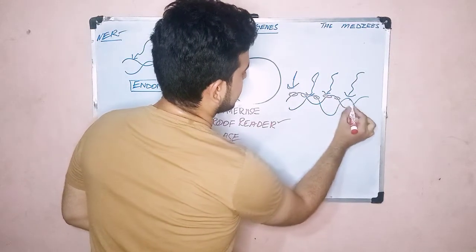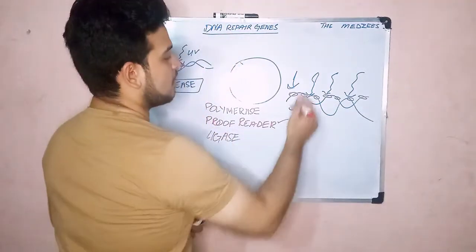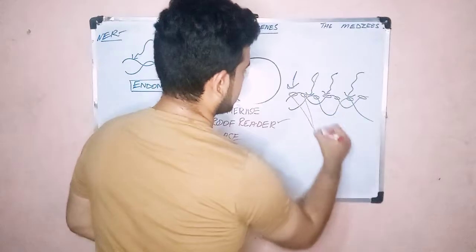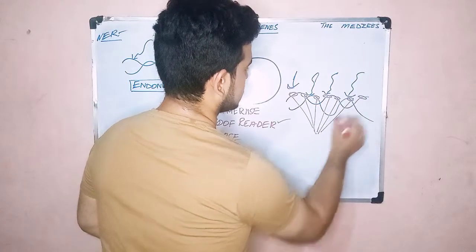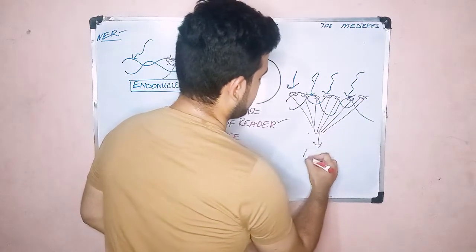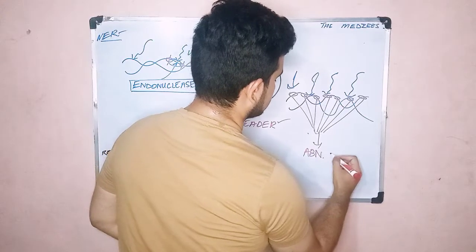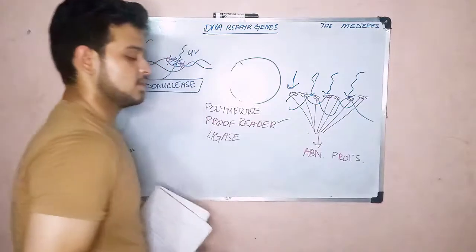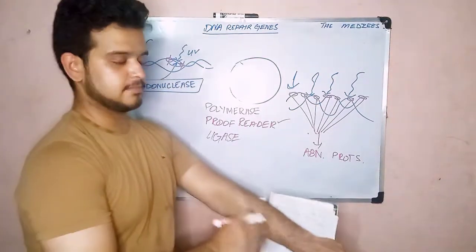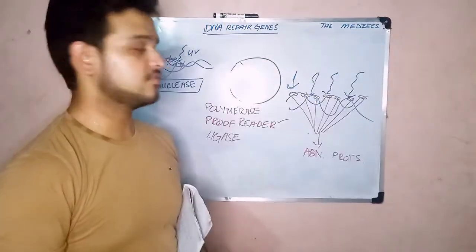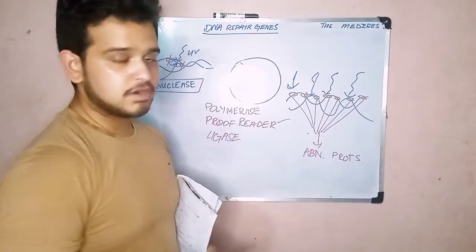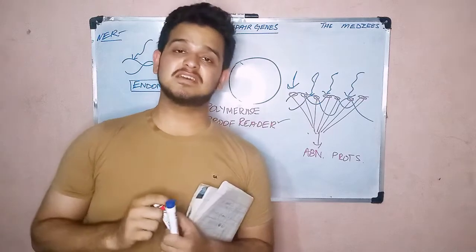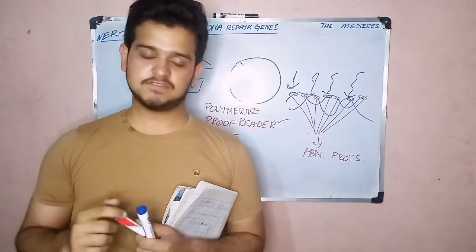And all of this part of DNA, when it gets translated, is going to cause the formation of abnormal proteins. And these proteins will give rise to bumps on your skin. And this is called xeroderma pigmentosum. So people with this disease are highly sensitive to sunlight.